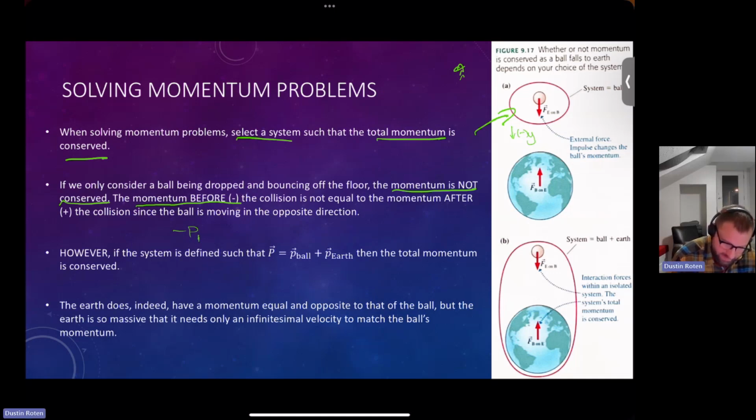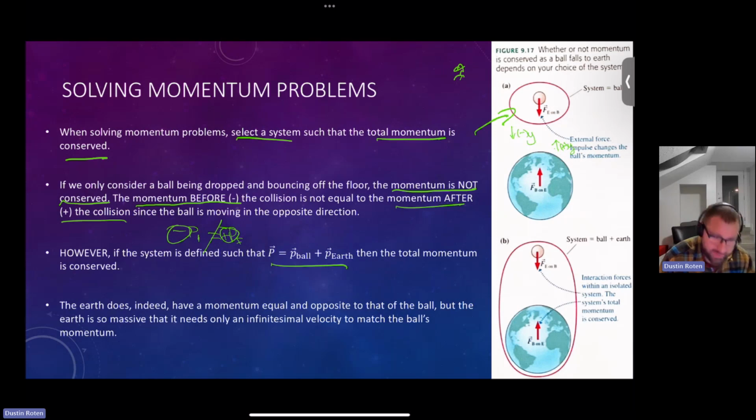Okay, well, this is not equal to the momentum after the collision, because after this ball bounces, it's going to be going up in the positive y direction. So then all of a sudden we have this positive final. So notice we have a negative on this side, positive on this side. Those things do not equal each other. That's because we drew our system as just the ball.